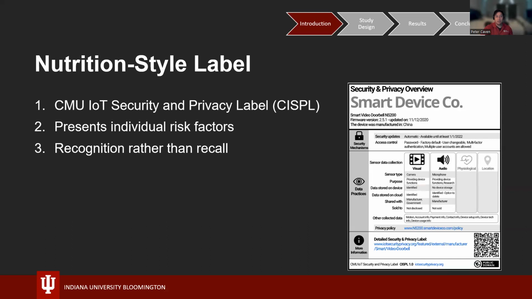In 2020, Carnegie Mellon introduced a standard way for manufacturers to communicate the security and privacy practices of their IoT devices by using its IoT Security and Privacy label. This label presents each individual risk factor to users, and in doing so, it may actually be difficult to use without a comprehensive understanding of the technical information used to build the label. We're going to refer to this label as a nutrition style label.